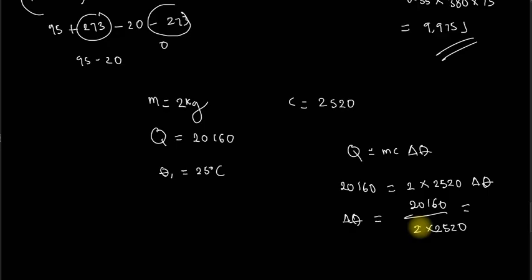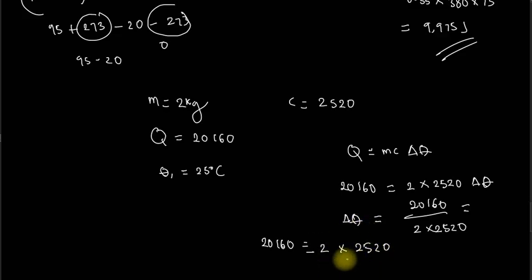2160 divided by what? 2 times. Okay, this is a very, very big issue for JAMB students. Please don't just go and press your calculator 2160 divide 2 times 2520. This is how it will look on your calculator.